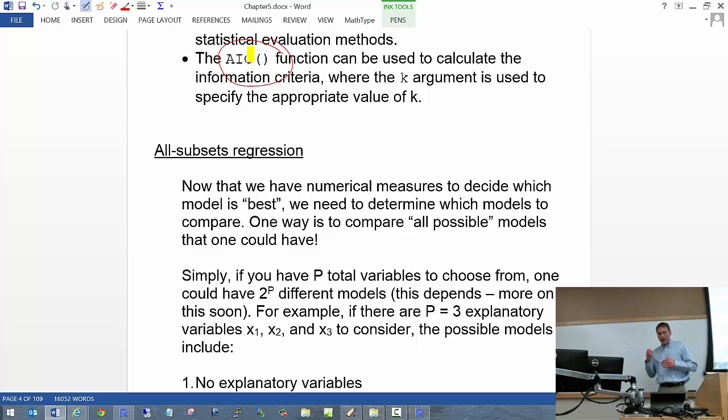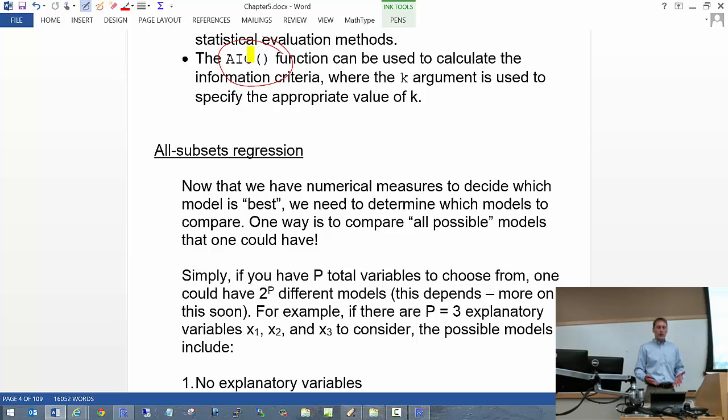Okay, so the smaller the information criteria, the better the model with respect to these criteria. So what models do you look at? That's an important question. I've given you a tool to decide which model is better, but we haven't talked about which models to look at.